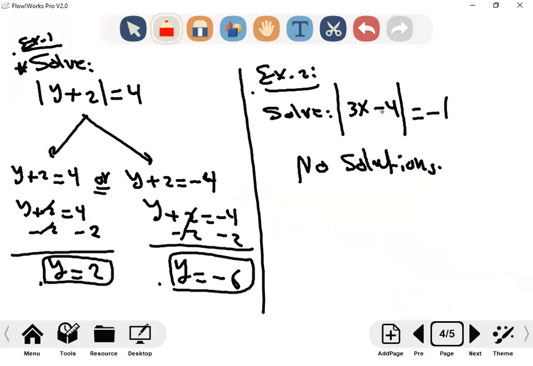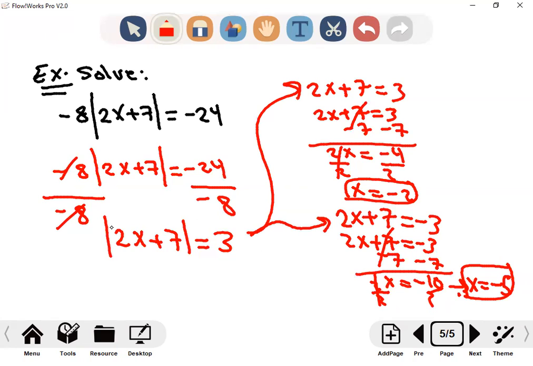Something always non-negative equals negative, so we said no solution. But here it's not alone. I simplified it to make it alone. Now, after I simplify it, it turns to positive. So I can do my solutions. Got it? Yalla. Write this example, please.